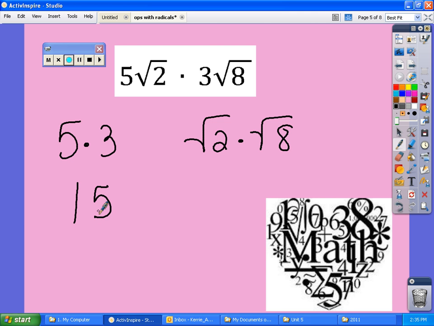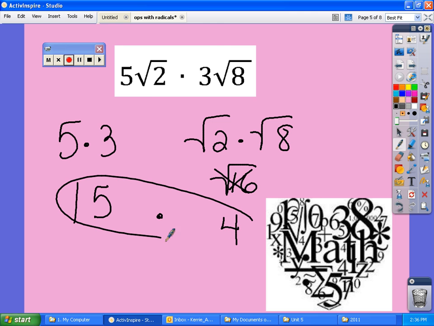One way to do square root of 2 times the square root of 8 is just simply the square root of 16. And then you can simplify and break it down. Now, hopefully you know that the square root of 16 is 4. So this just becomes 4. And 15 times 4 is 60.